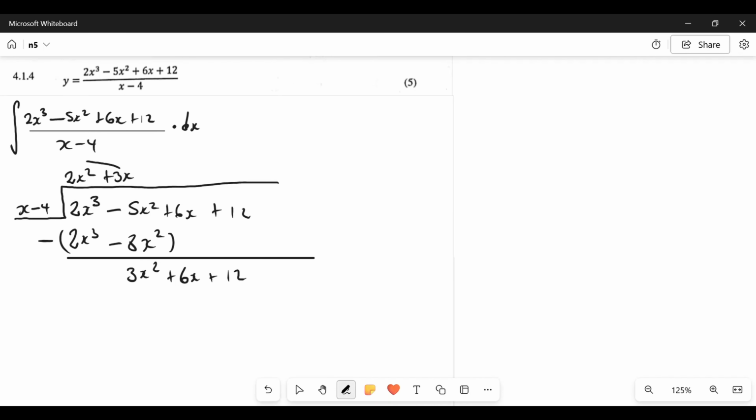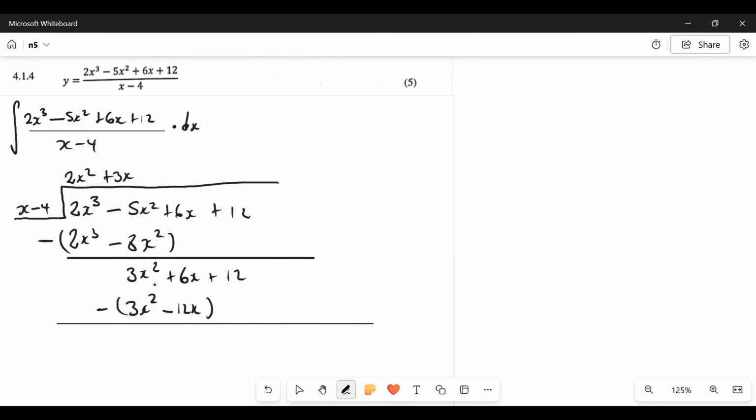Then the next step here, we're going to multiply this 3x with x minus 4. So what is x multiplied by 3x? This here is going to give us 3x squared. There we go. And then what is 3x multiplied by negative 4? That is going to give us negative 12x. Then we put this inside the bracket. We multiply by negative to change the signs.